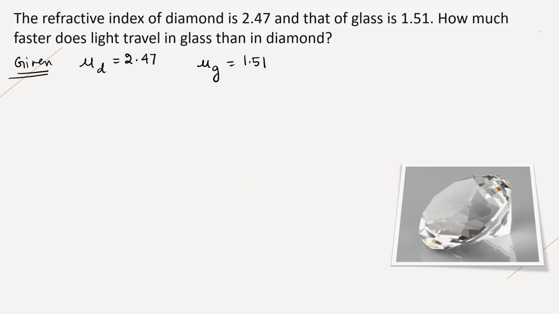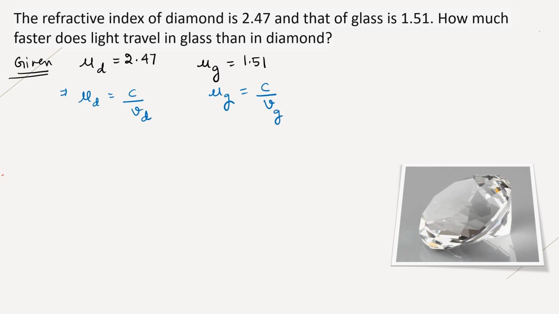Let's go to the definition now. So refractive index of diamond is equal to speed of light in air divided by velocity of light in diamond. Similarly, the definition for refractive index of glass is speed of light in air divided by speed of light in glass.